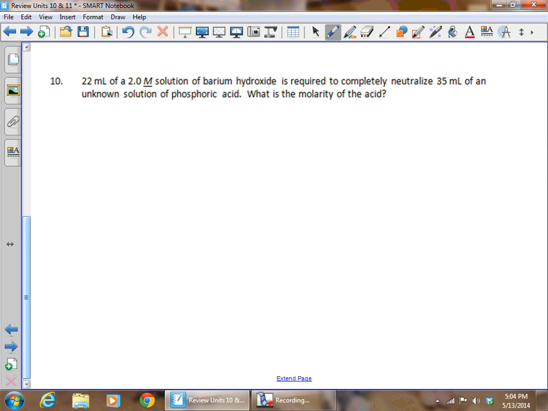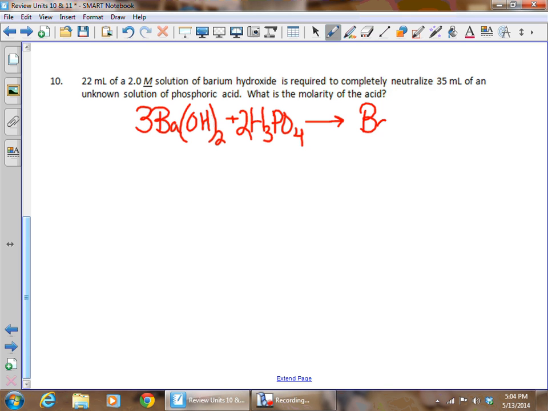Finally, the titration problem. Remember, in the titration problem, we must have a balanced equation. Barium hydroxide is Ba(OH)2, and it's reacting with phosphoric acid, H3PO4. If you look at what we've got, two hydroxides and 3 hydrogens, we're going to need a 2 in front of the phosphoric acid and a 3 in front of the barium hydroxide. And we're going to get the salt of Ba3(PO4)2 out of it, and the fact that there's 6 water molecules.